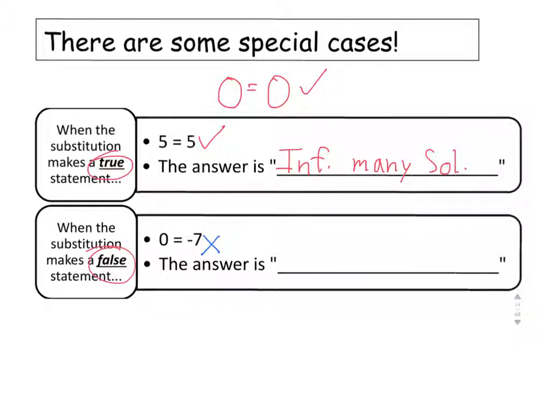Now, false statements are a little bit more obvious, right? 0 is definitely not equal to negative 7. False statements are no good, and so we get no solutions. True statements, 5 equals 5, infinitely many solutions. False statements, 0 equals negative 7, definitely no solutions there. So let's take a look at a couple of cases of these.